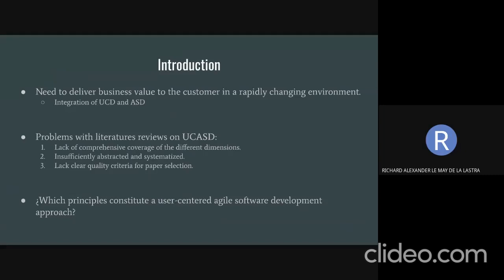In order to address these research gaps, the paper tries to investigate the question: which principles constitute a user-centered agile software development approach? They derive a set of grounded principles for UCASD from the literature.